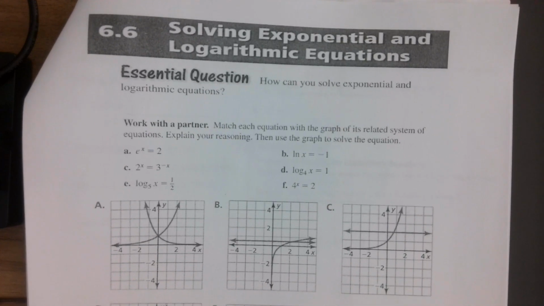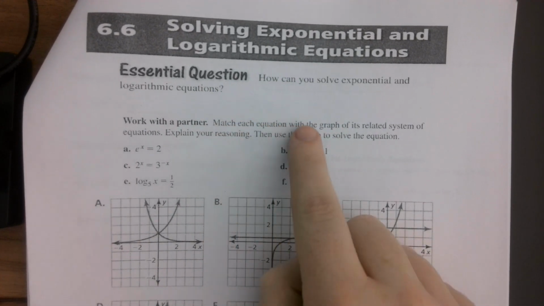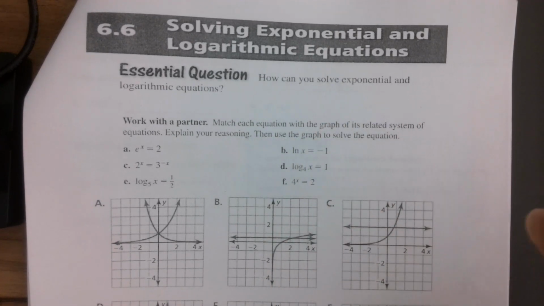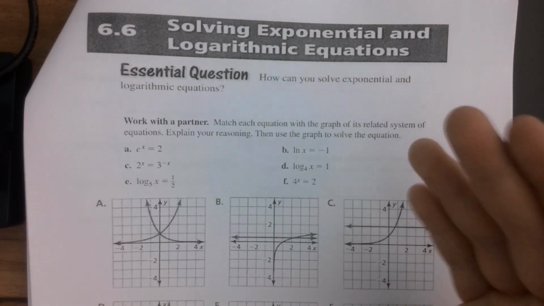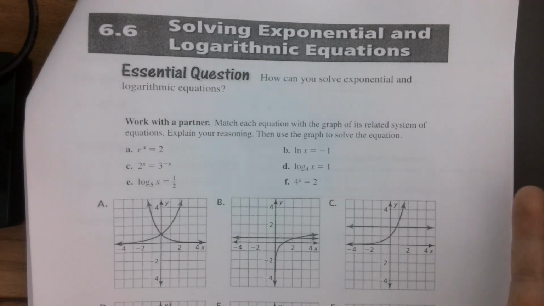If you look on page 11 of the packet, we have the question: match each equation with the graph of its related system of equations. Then we have to basically use the graph to solve the solution. What on earth does that mean?